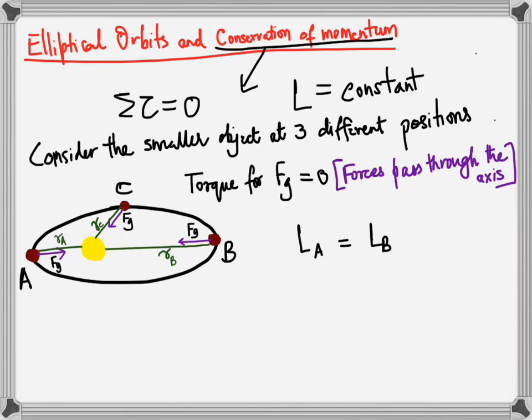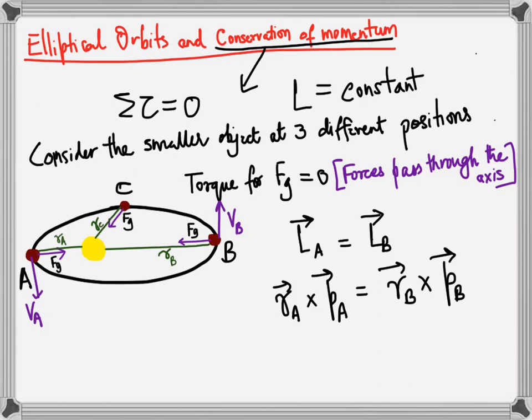Now the torque for Fg at each point A, B and C will be equal to 0. The reason being the forces which pass through the axis have no torque. That means the net torque is equal to 0. So we can apply conservation of momentum. So LA is equal to LB.